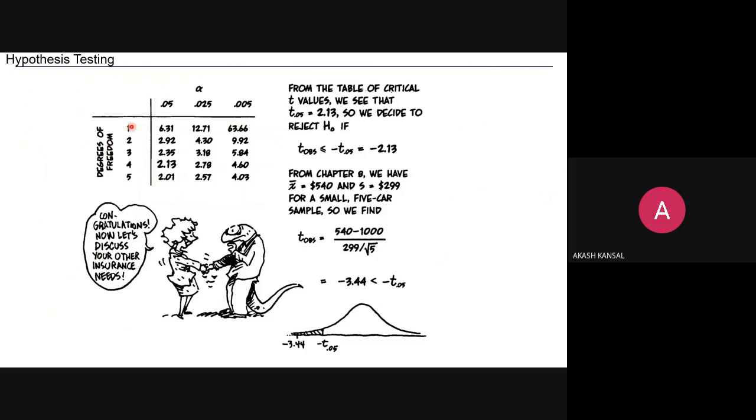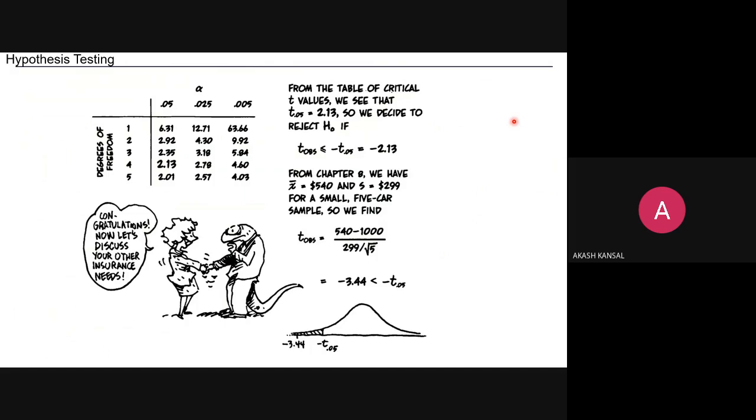This is the table for the alpha values and the degrees of freedom for the T distribution. And at a significance level of 0.05 and 4 degrees of freedom, we have the T value, probability of T, as 2.13, right? So we decide to reject the H naught. Why? We will compare the T obs with minus T 0.05, which is minus 2.13, right?